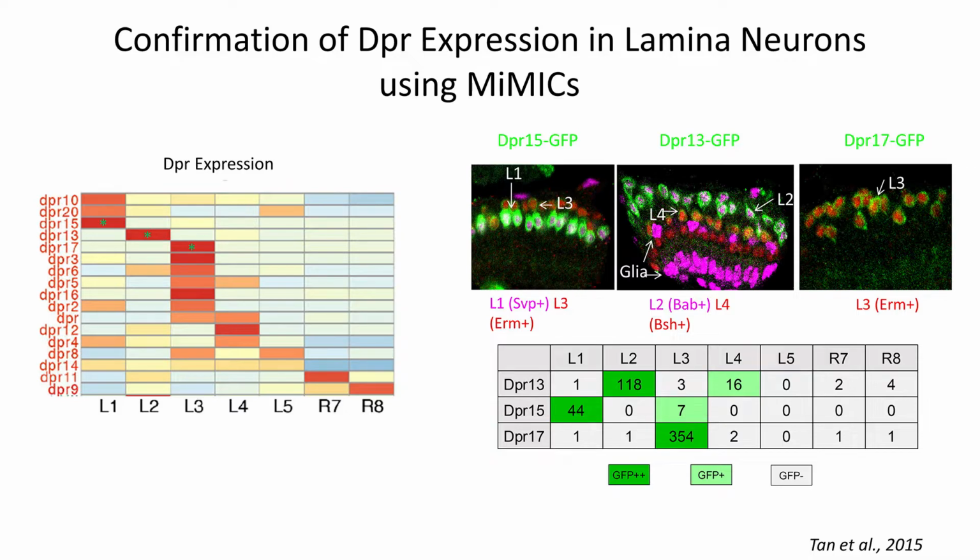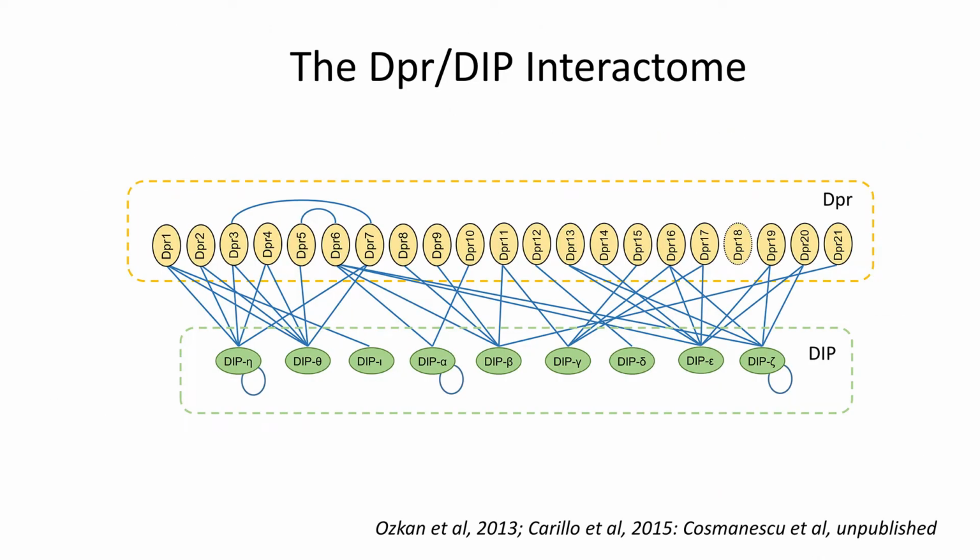So what are DPRs? The first DPR was identified by Craig Montell in a behavioral screen some years ago. And the remaining 20 paralogs were identified by homology. In a beautiful biochemical screen, Engin Özkan in Chris Garcia's lab identified a group of interacting proteins, the DIPs. The DPRs have 2 Ig domains, and the DIPs have 3 Ig domains.